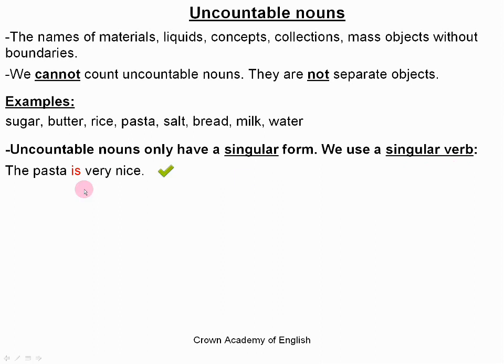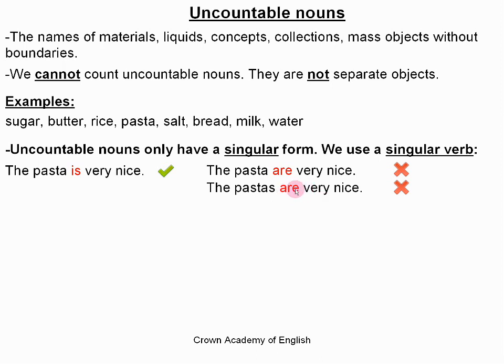Example. The pasta is very nice. It is only singular, so the verb must be singular. We do not say the pasta are very nice. That is wrong. Here the verb is plural, but the noun is singular. So this is wrong.